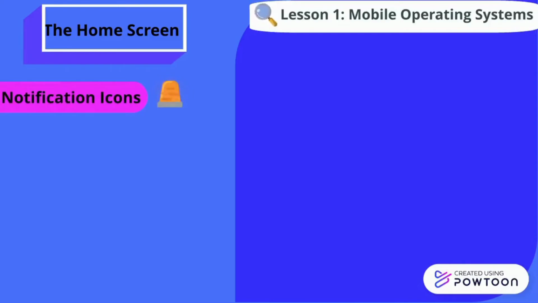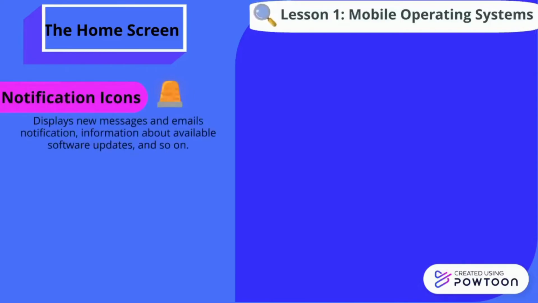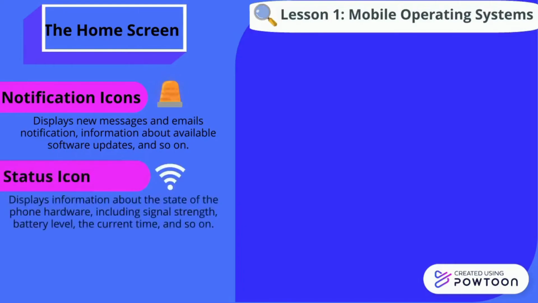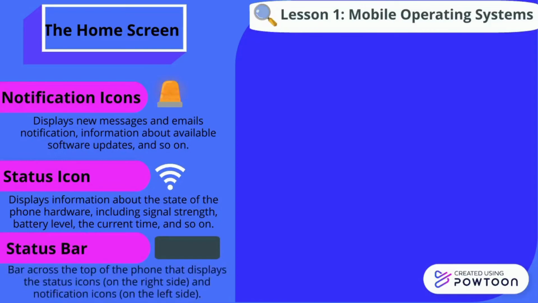Notification icons: displays new messages and emails notification, information about available software updates, and so on. Status icon: displays information about the state of the phone hardware, including signal strength, battery level, the current time, and so on. Status bar: bar across the top of the phone that displays the status icons, on the right side, and notification icons, on the left side.